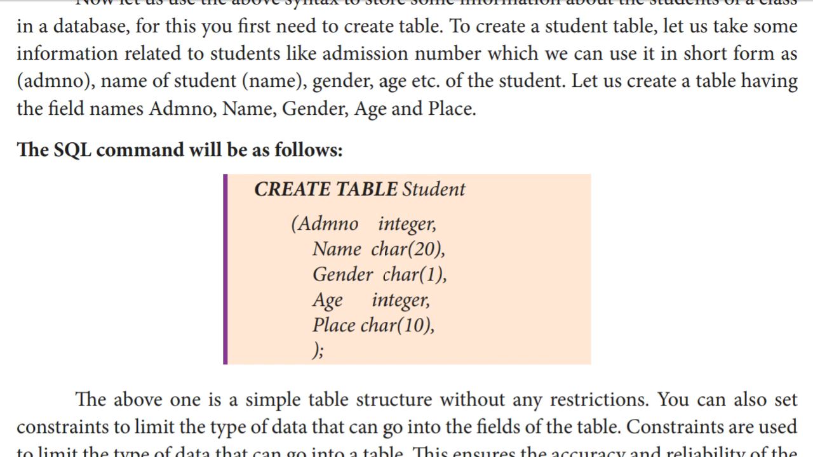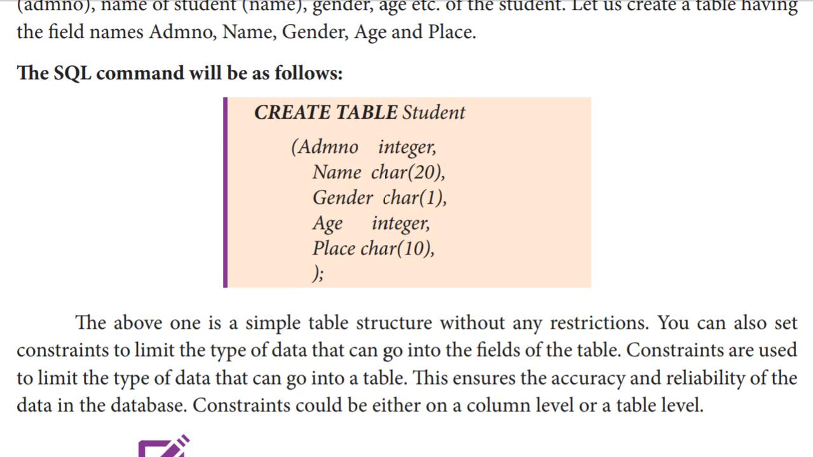So F or M. Next one is age. Its data type is integer. Next one is place. Place data type is character, and we have to mention the maximum number of characters, which is 10. So at last close the parenthesis, then we have to put the semicolon. So this is one example command to create a table.